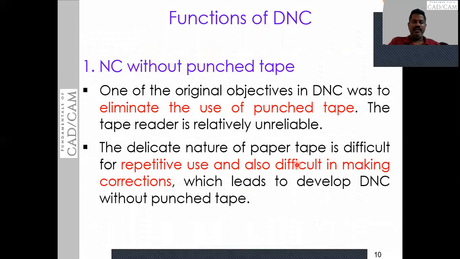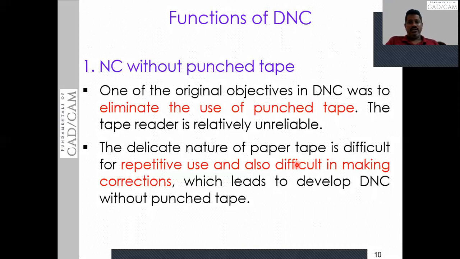The first function is that DNC must be able to work without the punched card. Punched cards are not used at all, because when we use the punched card, there are disadvantages. One of the disadvantages is that these punched cards and tapes, due to repetitive use, are going to spoil. And again, we need to prepare a new punched card or a new tape to carry out the work. That is one of the disadvantages of the punched card that we can eliminate in this case. This is also one function of the DNC.